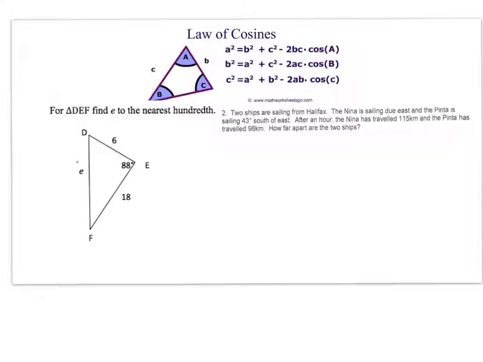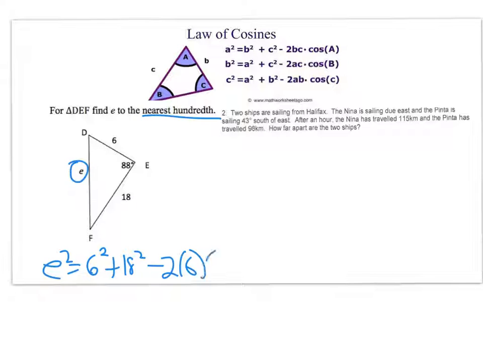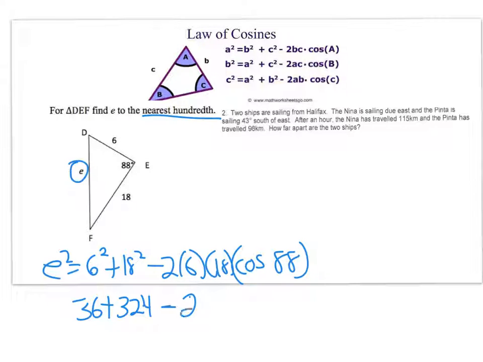DEF, figure out e to the nearest 100th, so that's 2 decimal points. So I've got this kind of situation where I want to say e squared is going to be 6 squared plus 18 squared minus double 6 and 18 times the cosine of 88. So 6 squared is 36. 18 squared is 324. Two times 6 times 18 is going to be 216 times the cosine of 88.